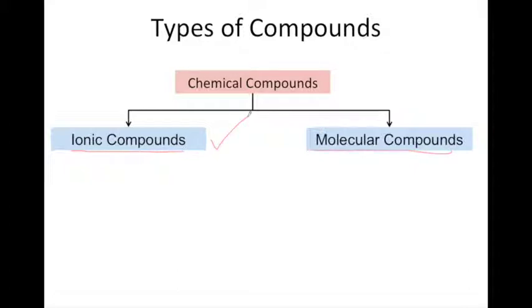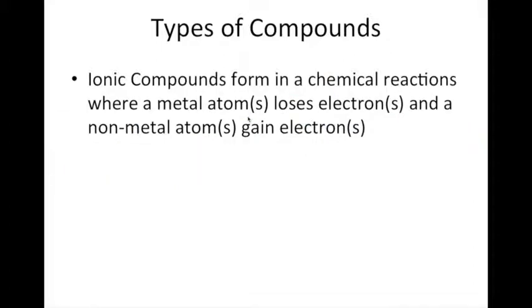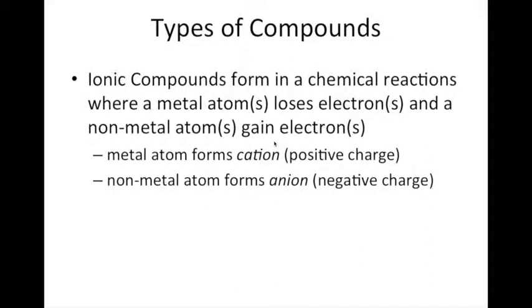Let's start with a brief discussion of ionic compounds. Ionic compounds are formed in chemical reactions when a metal atom or atoms loses one or more electrons and a non-metal atom gains those electrons. So we have a transfer of electrons from our metal atom to our non-metal atom. The metal atom, since it loses electrons, forms a positively charged cation, and the non-metal forms a negatively charged anion.